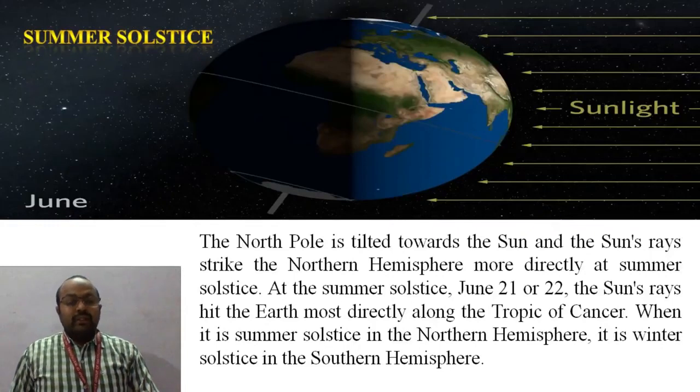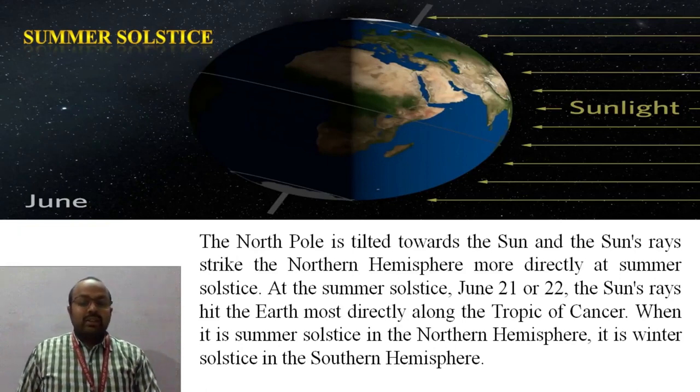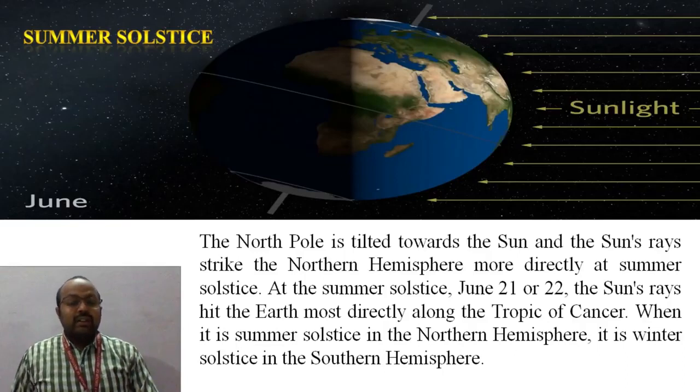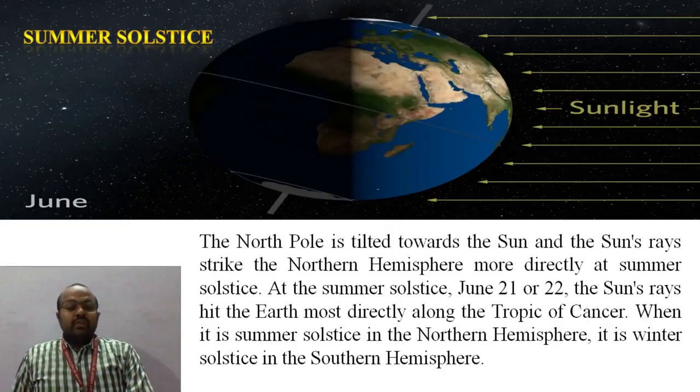When we talk about these types of solstices, we have to define a particular fixed position. So we have considered the northern hemisphere or the southern hemisphere as a reference level. That is the summer solstice: the north pole is tilted toward the Sun, and the Sun's rays strike the northern hemisphere, so it is considered the summer solstice. The summer solstice is the maximum, the peak level, around June 21 or June 22.